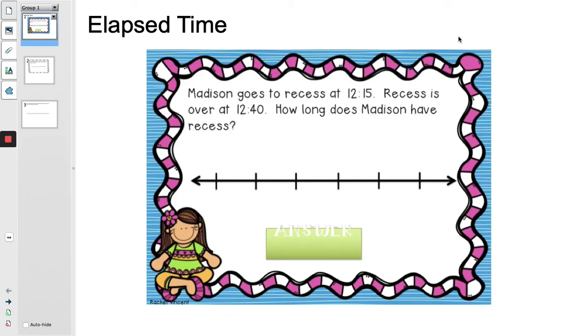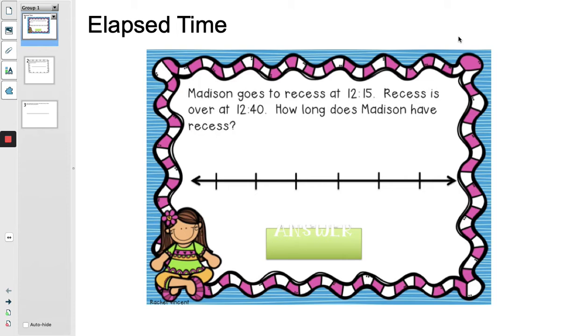Be working on elapsed time. So I have a problem here, and it might look familiar because it's one that we've done in class way back when we were learning about elapsed time. And so with elapsed time, we need to think about what time did it start, what time did it end, and how much time went in between.